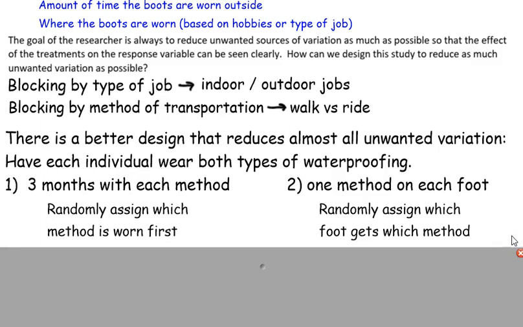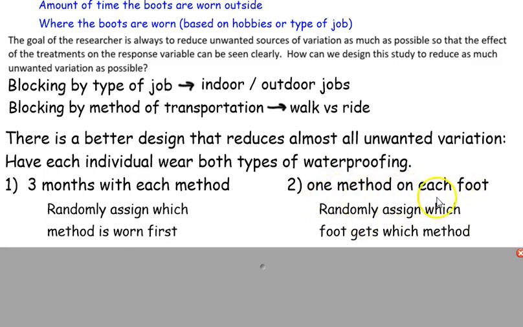We don't really know all those types of variables, so it's better, because we don't know what might end up being a confounding variable, we should randomly assign so that there's an approximately equal number of people wearing the new method on their left foot and the new method on their right foot. And then when we make comparisons, we're comparing the boots within one person.